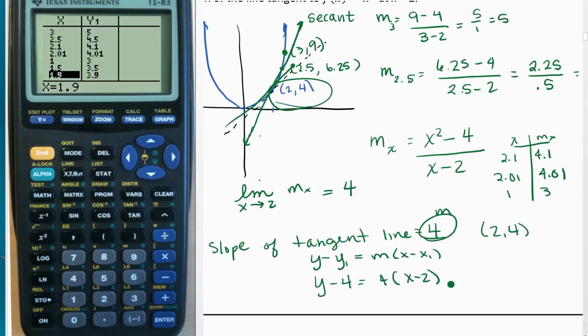And if we want to put this in slope-intercept form, we would distribute the 4, and then we can add the 4. And we see that this black line right here, let me highlight it, this tangent line that we found has the equation y equals 4x minus 4. Okay, so here this is just kind of feeling out, kind of showing you how the graph works. We're finding the limit of secant lines, and we'll actually have a formula that will allow us to do this.